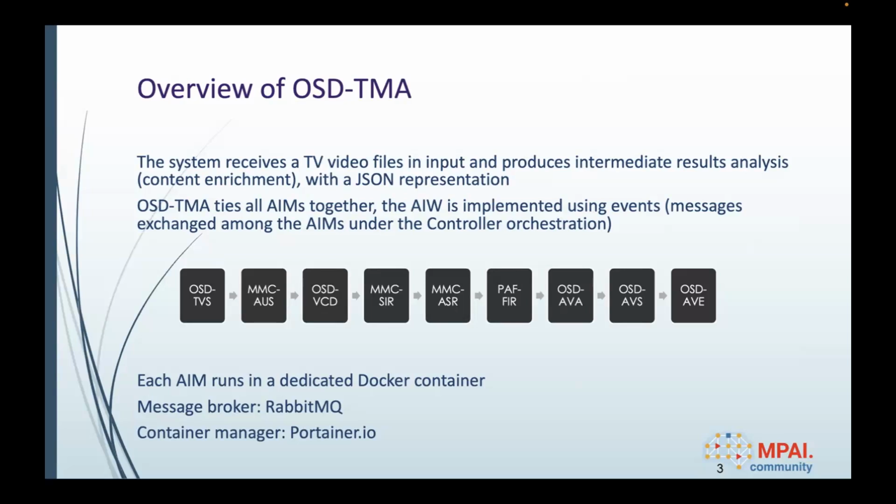So the main use case is based on the system receiving a television video file in input, producing intermediate analysis results for the so-called content enrichment using AI analysis modules, and then producing a JSON representation. TMA ties all these modules together, and according to the version 2 specification, we used an events-based architecture. So basically, the messages are exchanged among all the modules under the orchestration of the controller. And I will show you the overall AIF architecture in a moment.